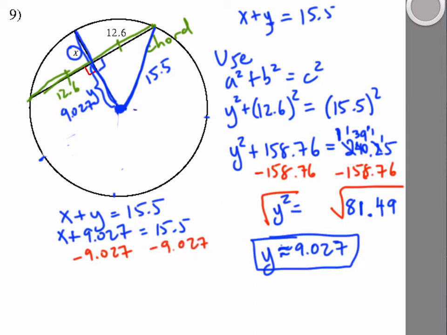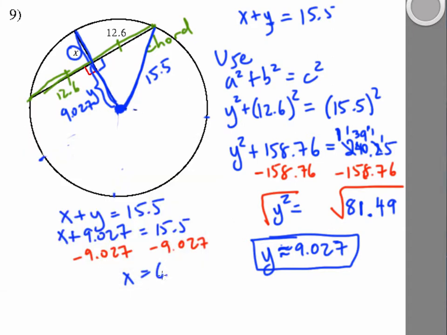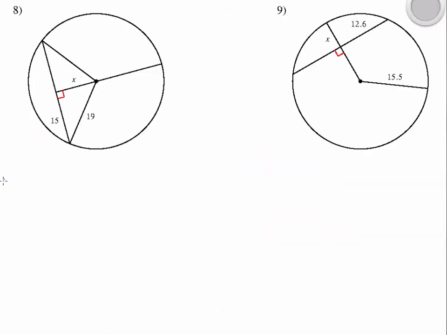Alright, and since we're running out of time, let's go ahead and just do this with the calculator. 15.5 minus 9.027 is 6.473. And I should make that squiggly because it's just approximately 6.473.